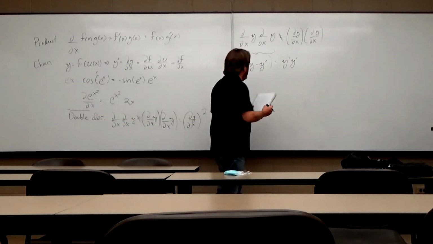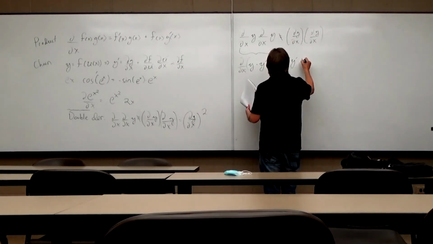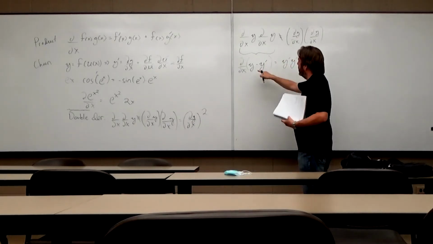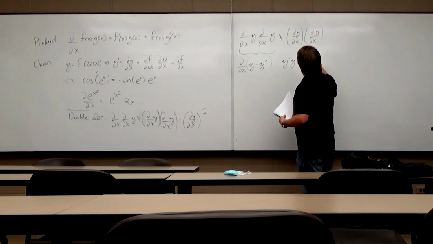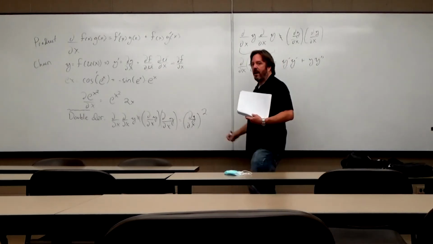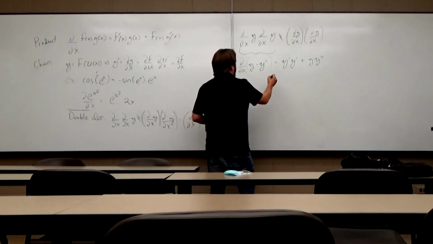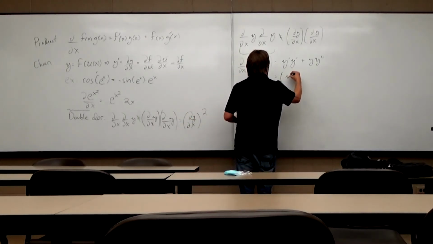The square of the derivative. And then, again, product rule. Then I leave that one alone, and I then do the derivative of the other guy, which is now its double derivative. Okay, and let me write this down in a little bit nicer looking way.